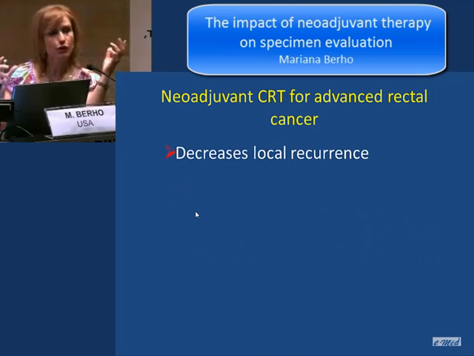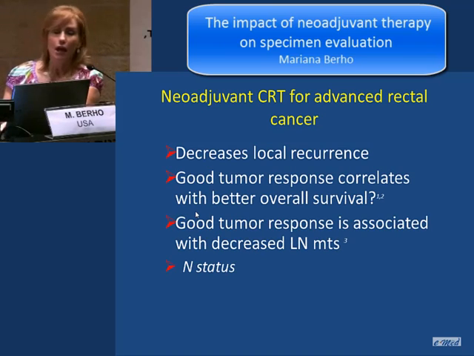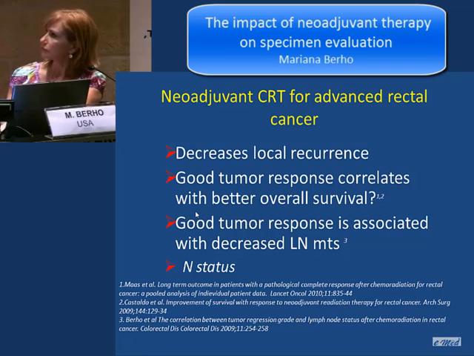Now, we all know that patients that have advanced rectal cancer, most of them will receive neoadjuvant chemoradiation with the idea of reducing local recurrence. It is now proven that good tumor response is associated with better prognosis. And also we know that good tumor response usually means that there's going to be a decreased incidence of lymph node metastasis in the mesorectum. So it does affect the N status.